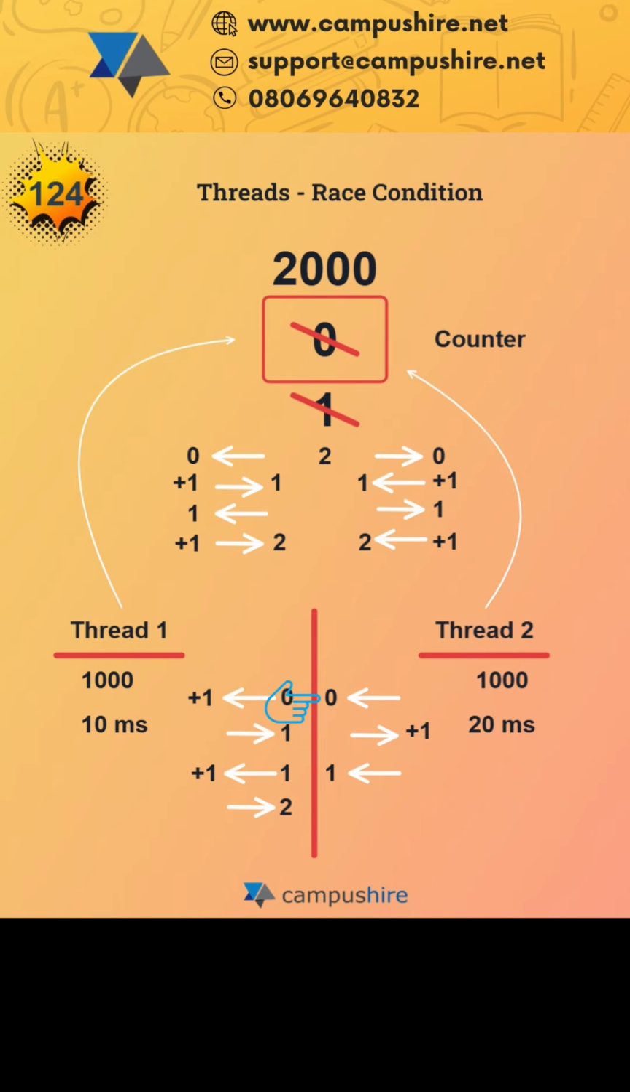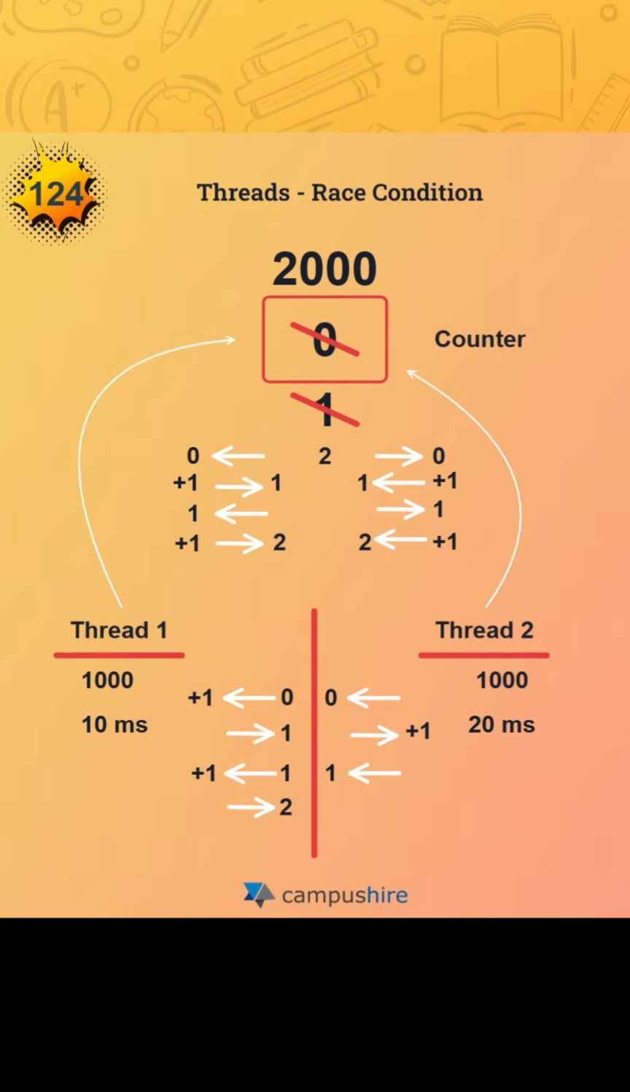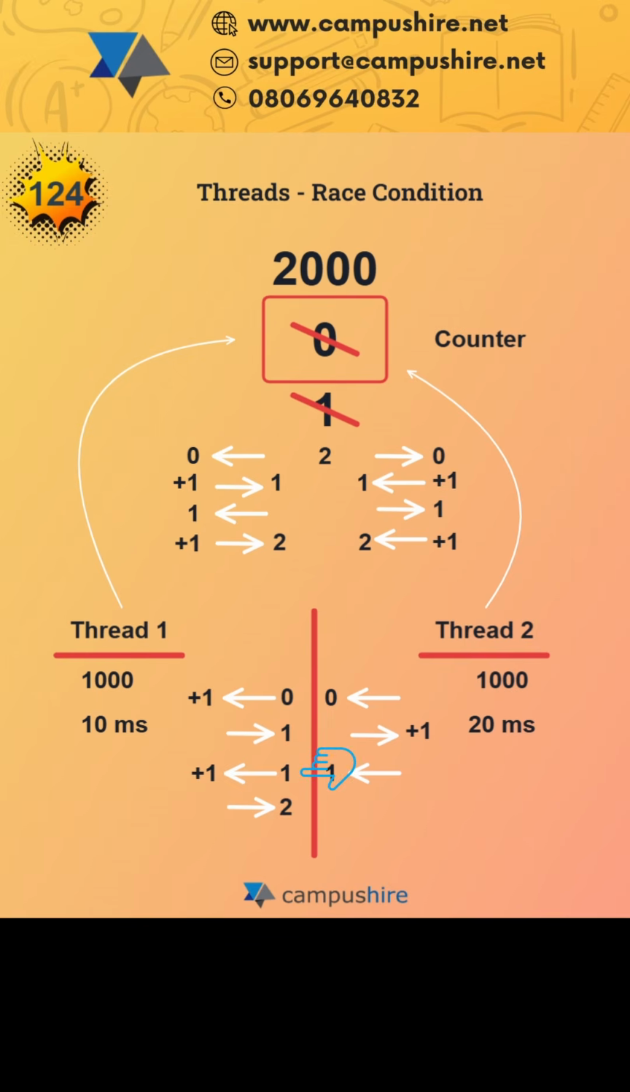Thread 2 now accesses 0 and then adds 1 to it. It doesn't write back yet. Now thread 1 switches back again, and now it reads 1, adds 1 to it, and then writes 2. Now thread 2 comes back into action again, and thread 2 takes this 1 that it has added and writes it back as 1. Now you see the anomaly?